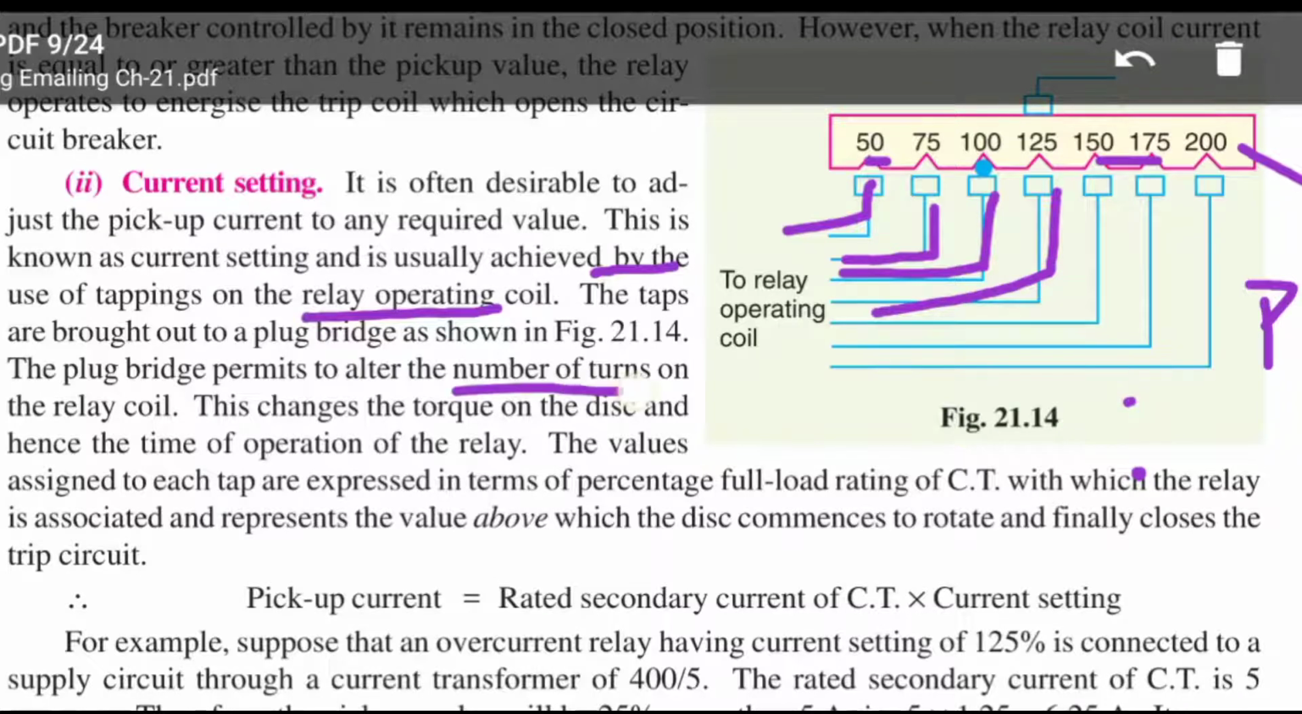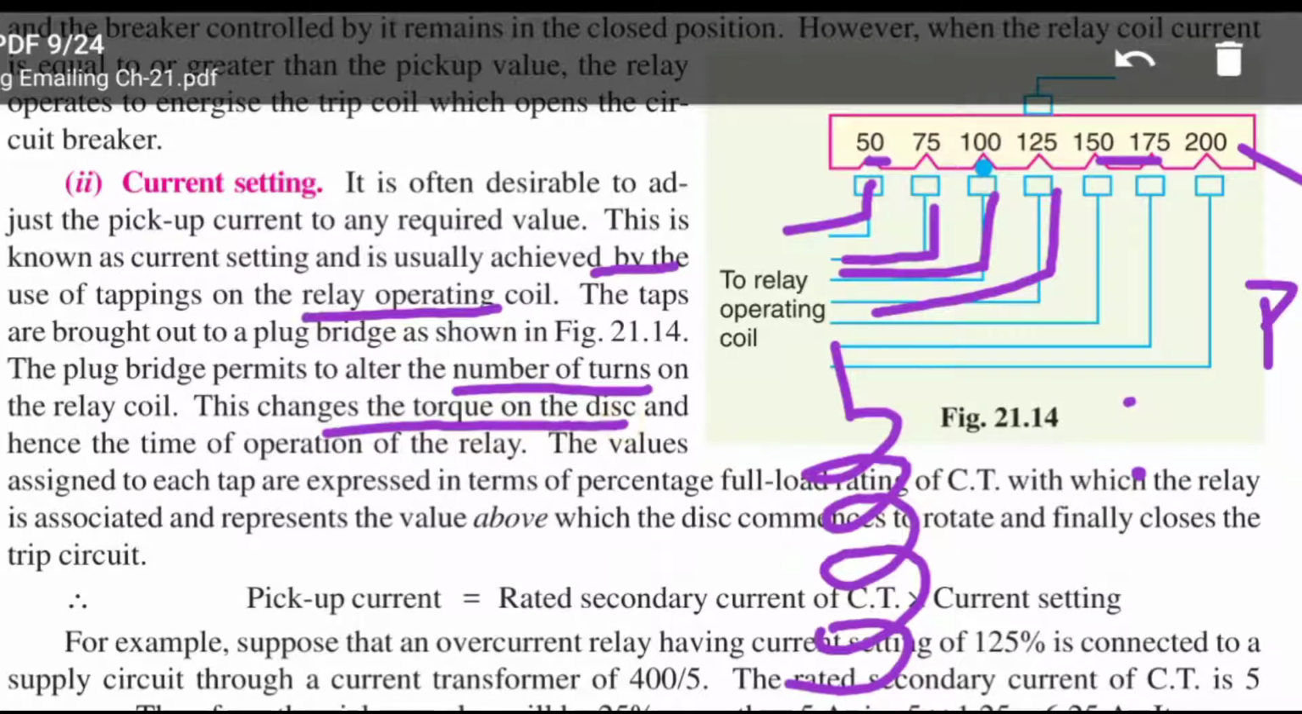The plug bridge permits altering the number of turns on the relay coil. When the number of turns on the relay coil is altered, the pickup current value changes. If a large number of turns are there, a stronger magnetic field will be produced. This changes the torque on the disc. In induction relays also, if the number of turns is increased, it produces more electromagnetic torque, giving rise to increased pickup current, and the current setting will be increased.